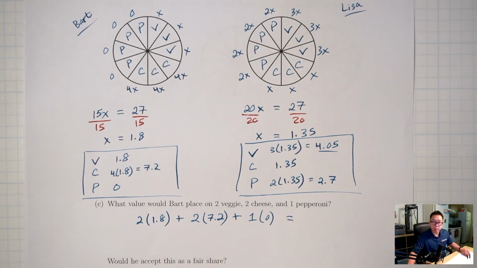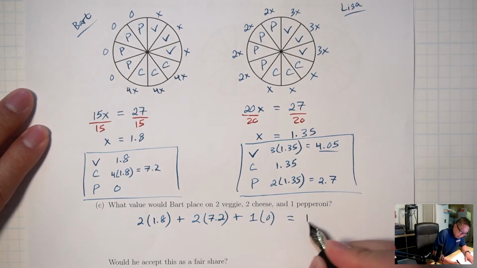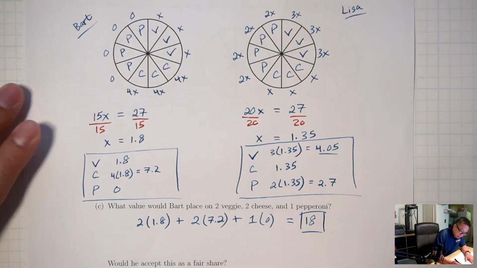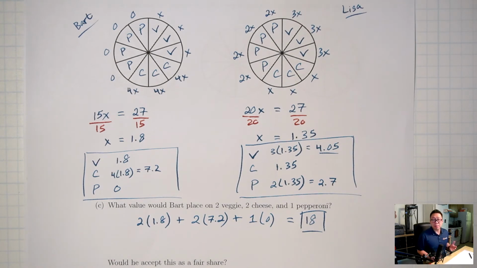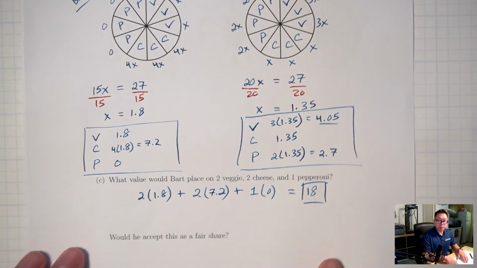Okay, let me do a calculator on this. So 2 times 1.8 plus 2 times 7.2 plus 1 times 0. And we get 18. If we gave Bart 2 veggie, 2 cheese, and 1 pepperoni, in his eyes, he got $18 worth of pizza. Now, question is, would he be happy? So would he accept this as a fair share?